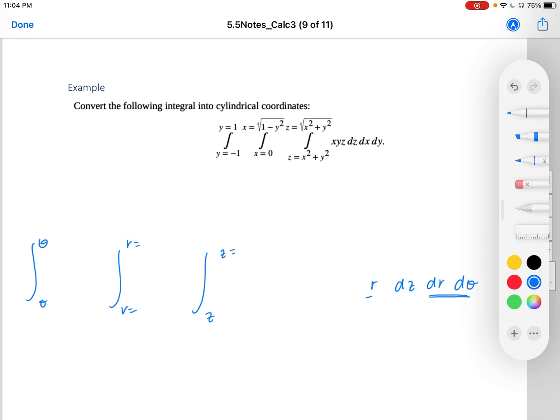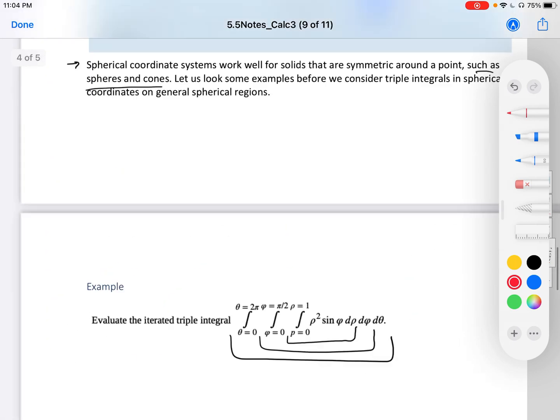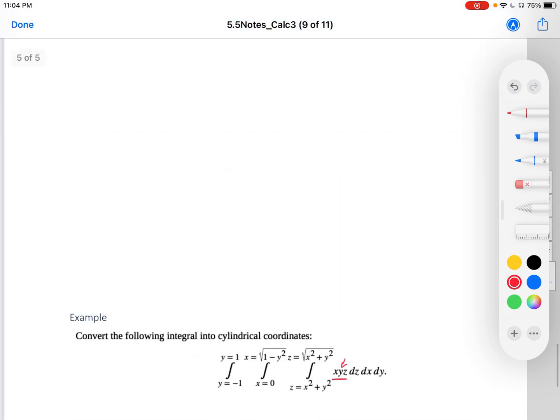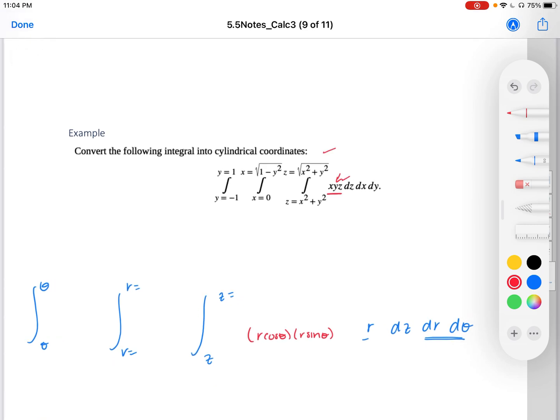Okay, so let's go ahead and rewrite our argument. So x is always r cosine theta. y is r sine theta. And then, well, z is z. We're working with z, so z can stay. We have a variable for z, so z can stay. And that is our argument for our integral.